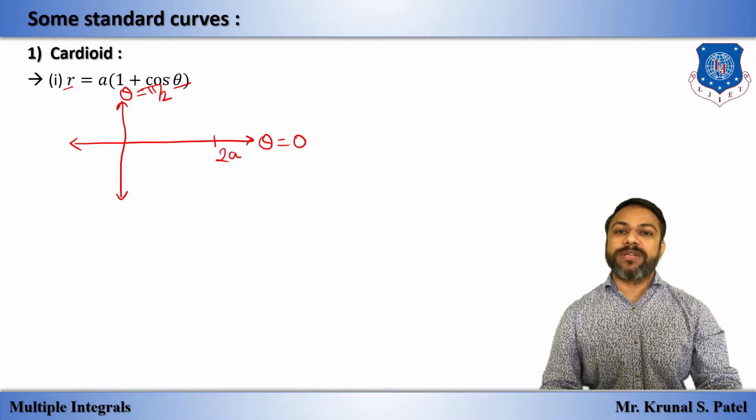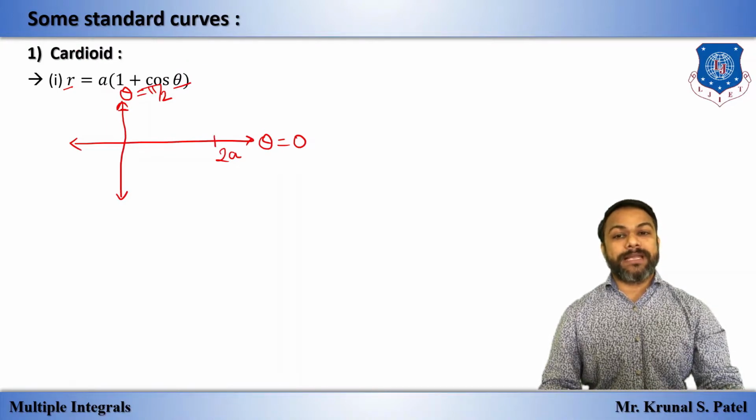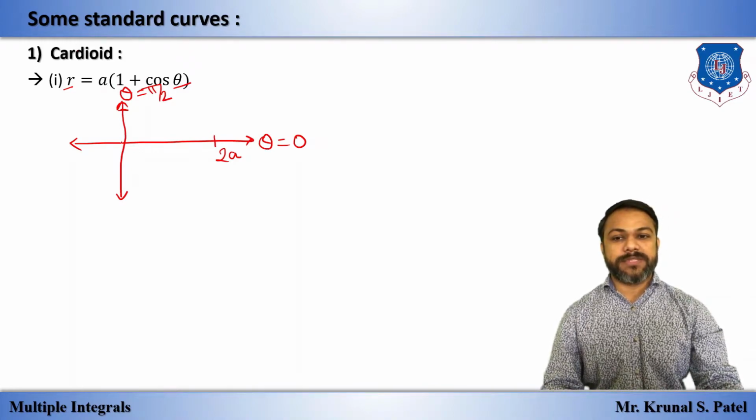cos pi by 2 is 0, so we have 1 plus 0 is 1. So a. So we have a here. And if you put pi, cos pi is minus 1, so 1 minus 1 is 0. So r becomes 0. Okay, this is 0.